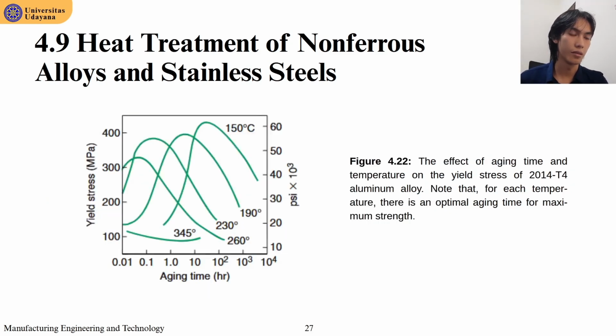Next is aging effect. The graph shows yield strength versus aging time at different temperatures. Each temperature has an optimum aging time for maximum strength.